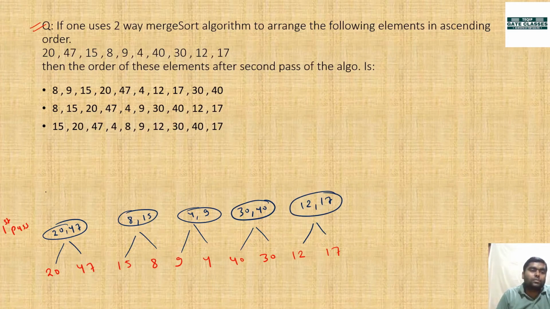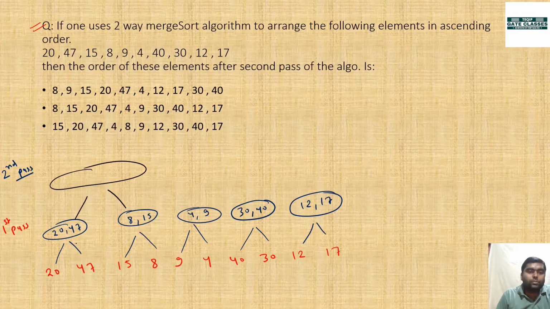Okay, what about the second pass? Let us also check the second pass. What will be the resultant after the second pass? Let us check. These two sorted pairs will be merged. So what will be the resultant value? It is 8, 15, 20 and 47.